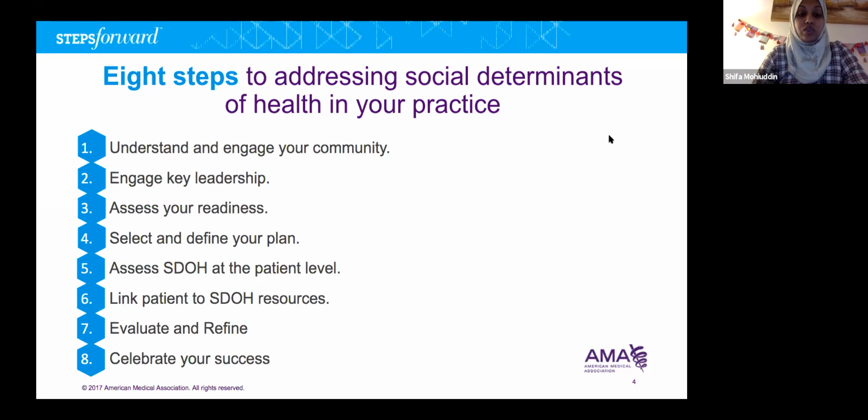Linking patients to the social determinant of health resources. These are all, again, from both CDC and AMA, which have multiple levels where you can work within the primary care structure to address social determinants of health. Those are good links that I'll provide later on in this presentation. Then, evaluating and refining your particular goal or plan for addressing that social determinant of health, whether that be teen pregnancy, diabetes, hypertension, or, as I said before, mental health.